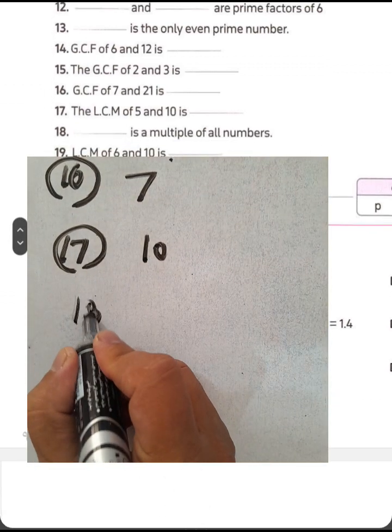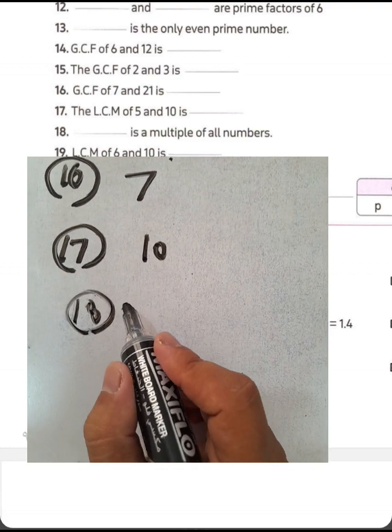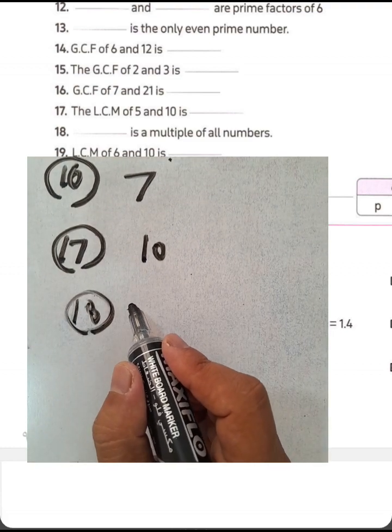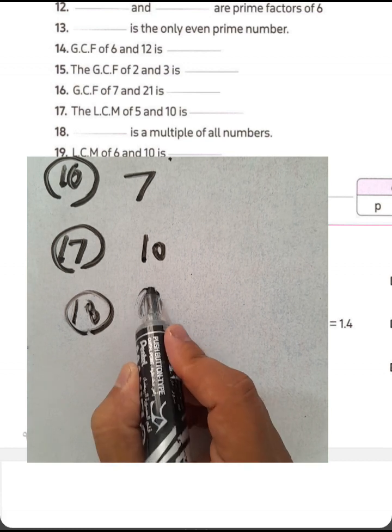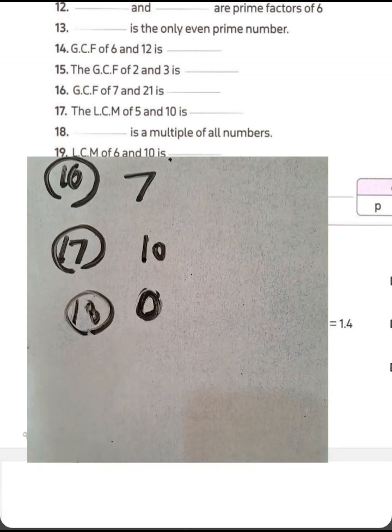Question 18. 0 is a multiple of all numbers. Question 18, write 0. Okay.